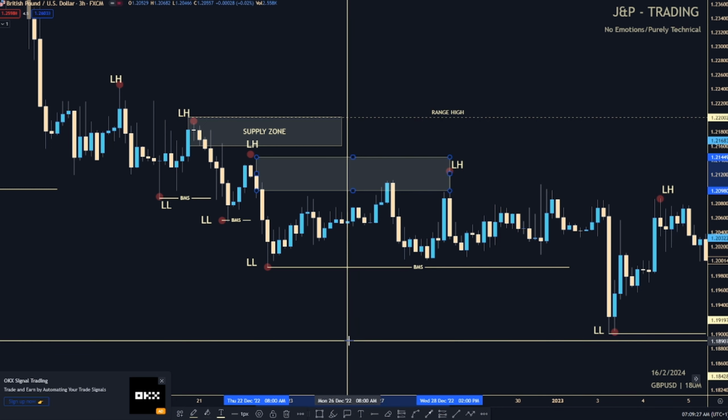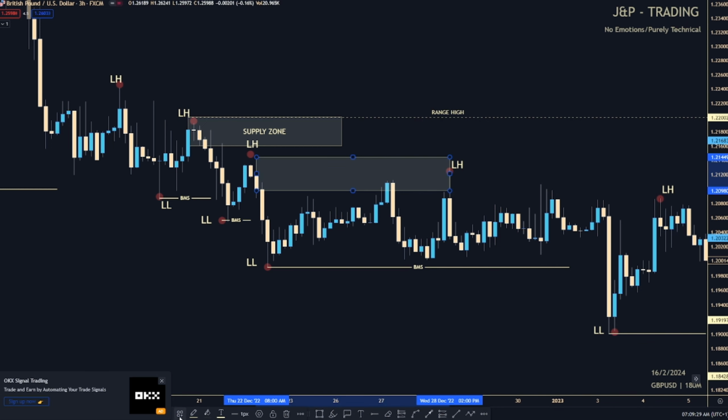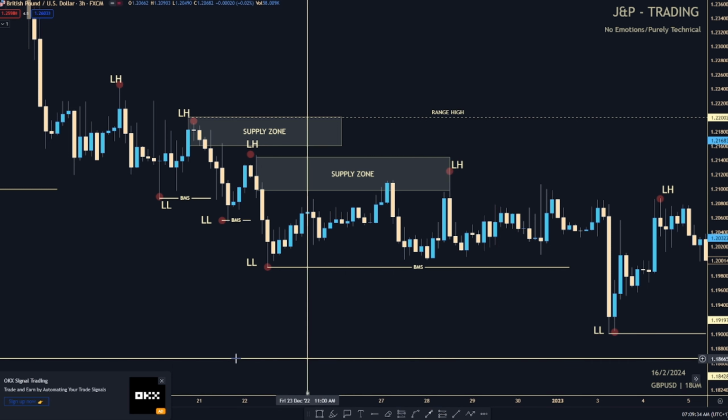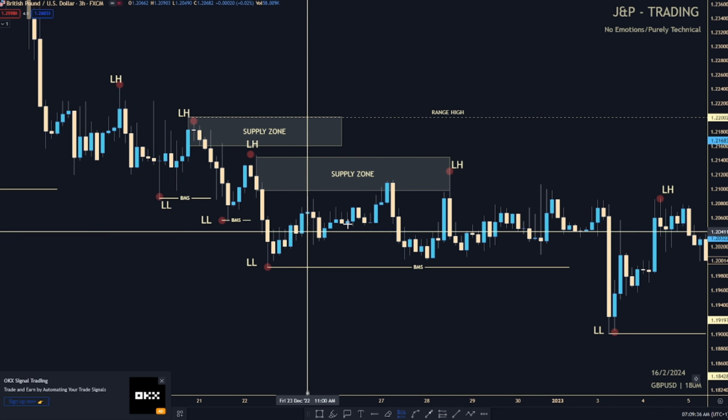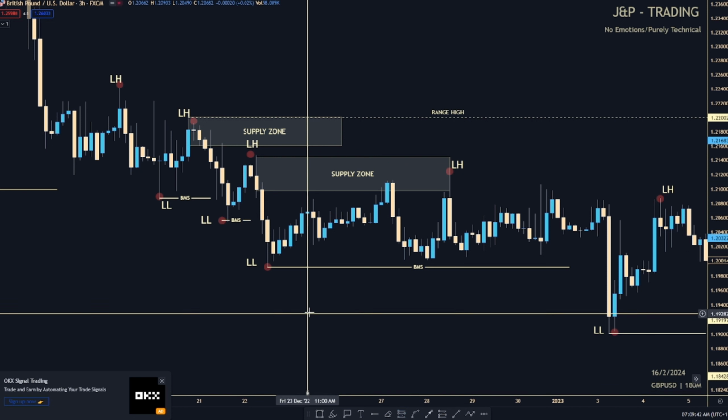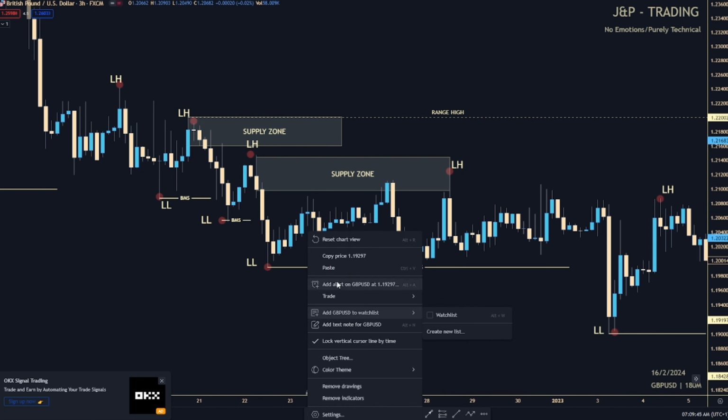Now after that, you have another range. That point you mark out now becomes your supply. How do you spot your supply zone? You mark the extreme bearish candle that formed that downward movement that broke the lower low. You mark it out. I believe in my next video I will show you guys how to spot it.